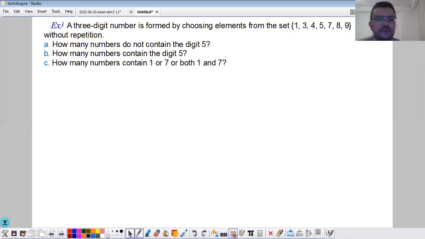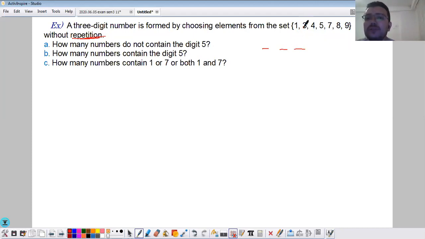Hi everyone, now we will solve a few examples about ordering things, permutation. So 3-digit numbers we will make from the set without repetition. That means we cannot use the same digit once again.